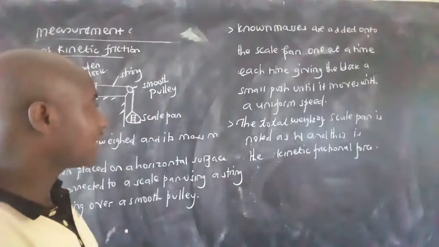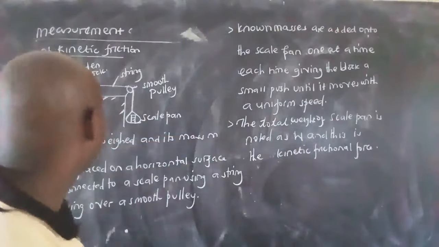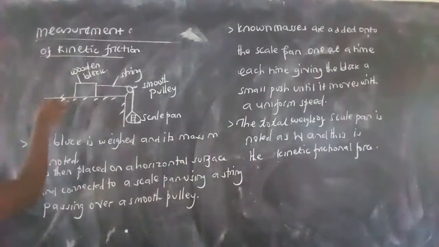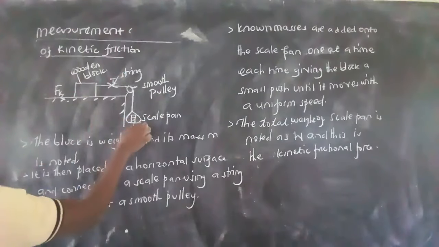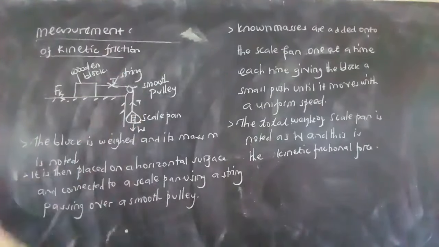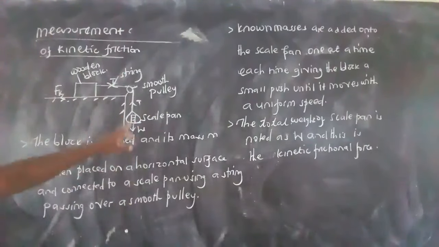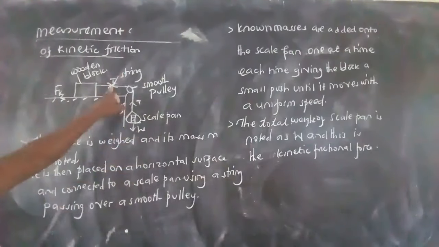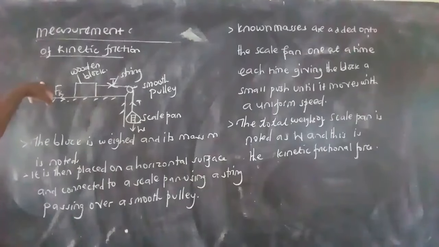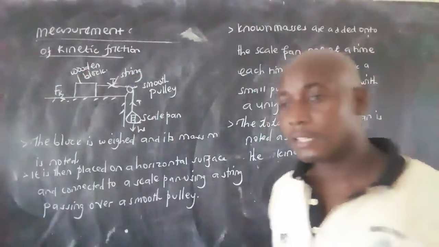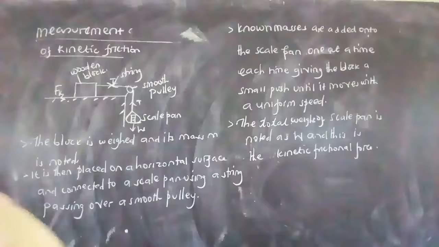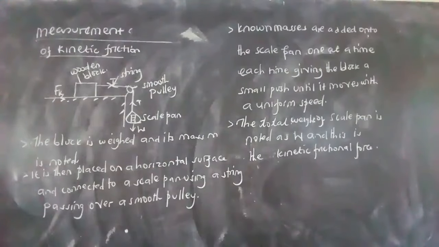The kinetic frictional force is that one. So this is the tension T, and here there is the weight of the scale pan, which is the same as this tension. So when you measure, the tension is the weight of the scale pan, but the tension is the same as the kinetic frictional force. So when I do this, you can always pause and write, and then you move on like that. Then let us look at examples.